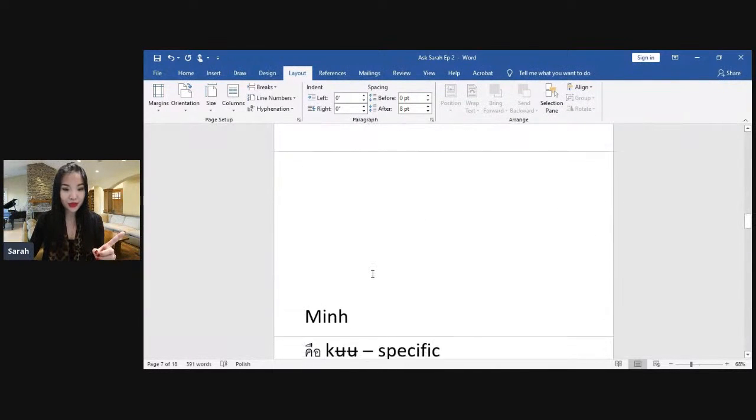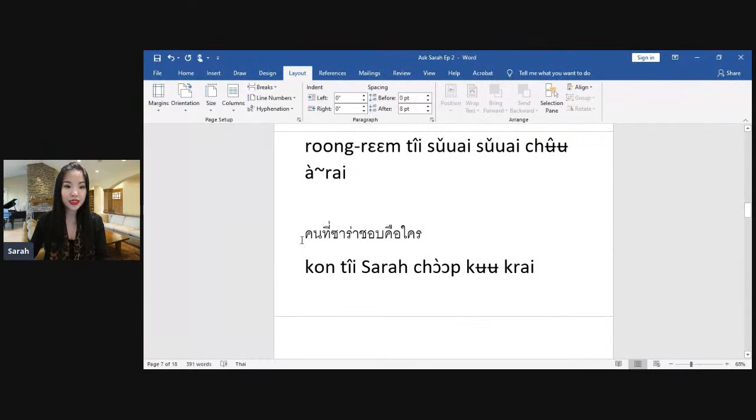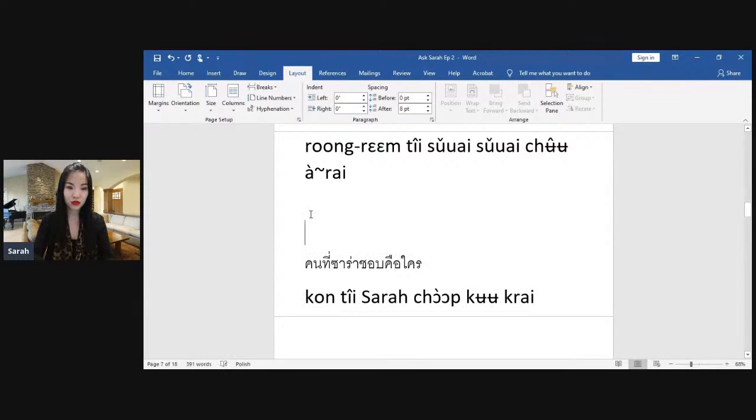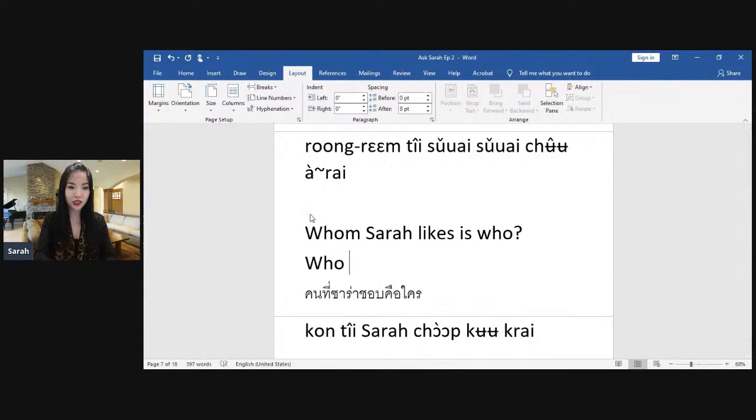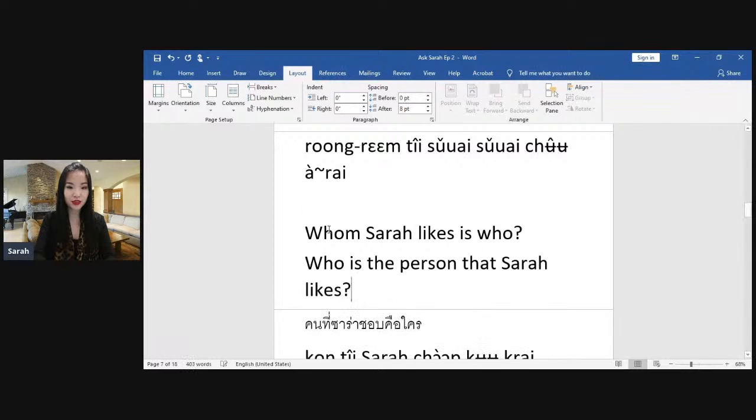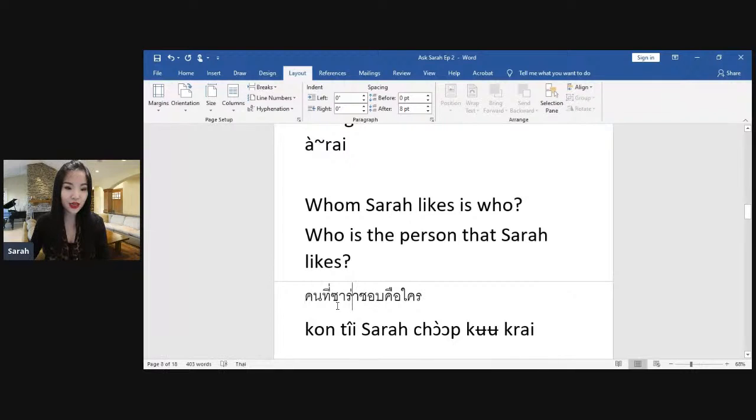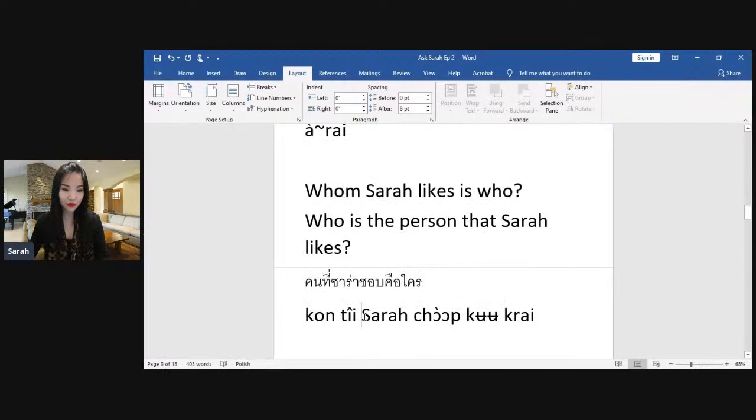I think the last one, for example, is คนที่ซาร่าชอบคือใคร, and then I'm going to move on to the difference between คือ and เป็น. Okay, คนที่ซาร่าชอบคือใคร. The person whom Sarah likes is who. Okay, that's like the structure in Thai. So who is the person that Sarah likes? That's more like English, right? คนที่ซาร่าชอบ, okay, the person that Sarah likes is who?